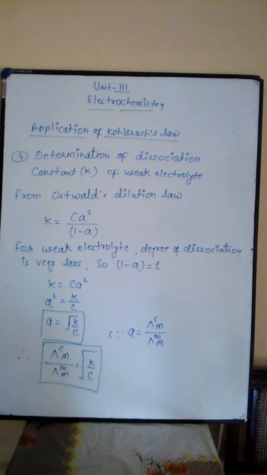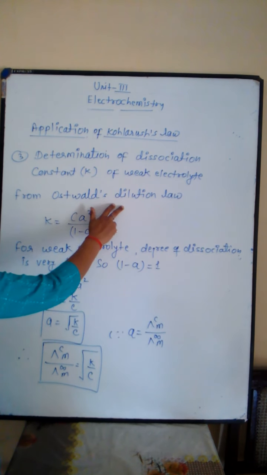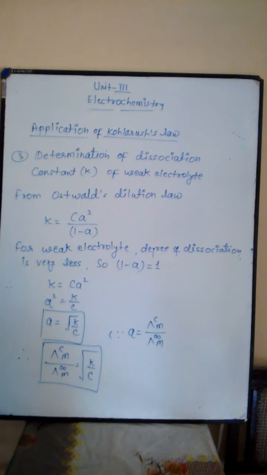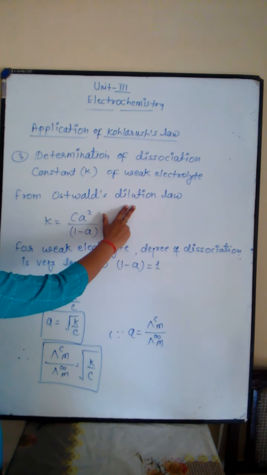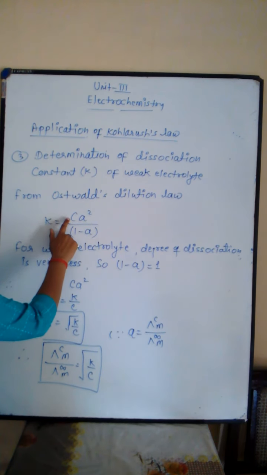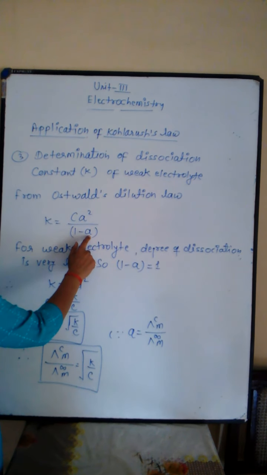Now third application is determination of dissociation constant K of weak electrolyte. In the 11th class equilibrium chapter, we learned the Ostwald dilution law. Ostwald dilution law is given for weak electrolyte. According to Ostwald dilution law, the degree of dissociation is inversely proportional to the square root of the molar concentration. So from Ostwald dilution law, we already know that K equals C alpha square upon 1 minus alpha.